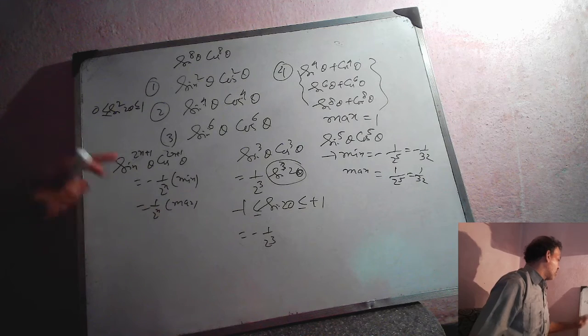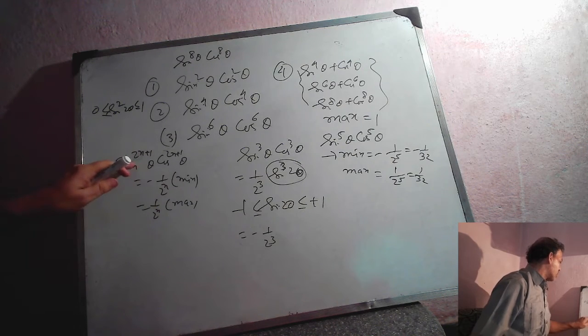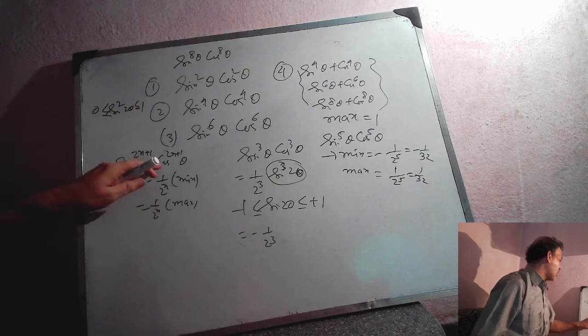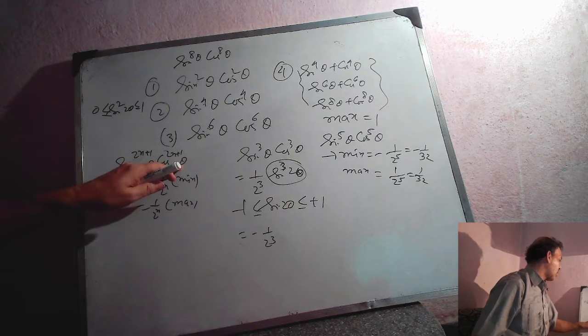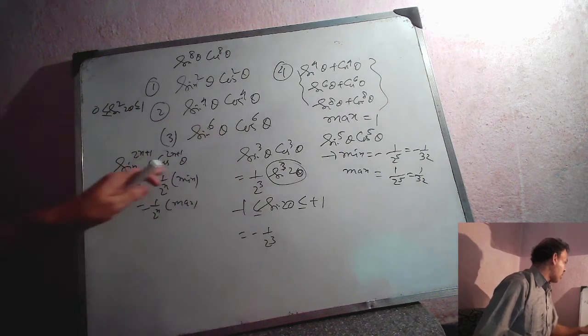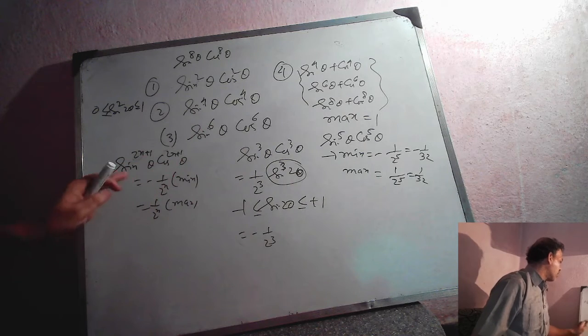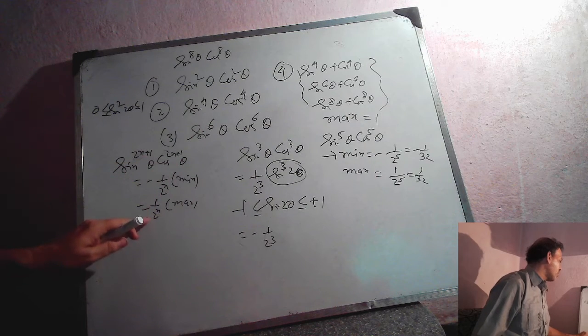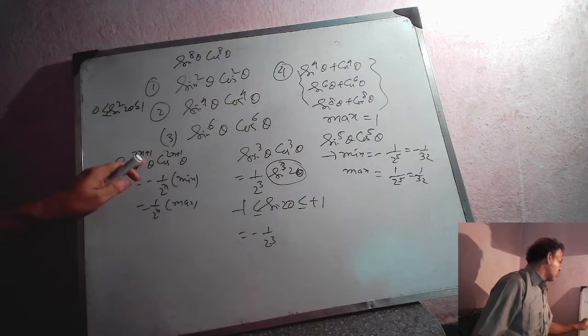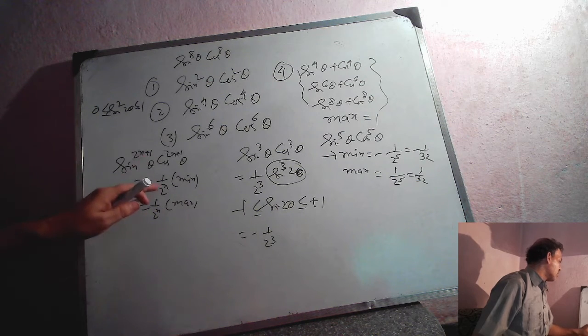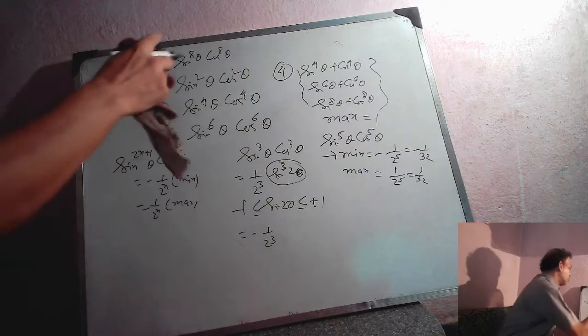So our formula will be sin^(2n+1) θ cos^(2n+1) θ, and sin^(2n) θ cos^(2n) θ. In both cases the maximum value will be the same, equal to (1/2)^n, but for the odd one the minimum value will be minus (1/2)^n, and for the even one the minimum value will be 0.